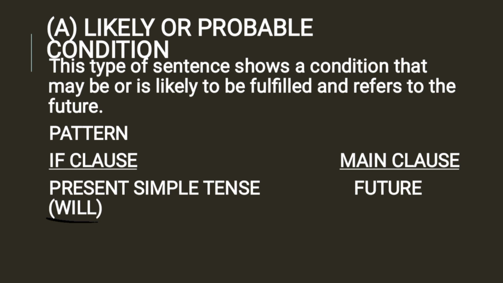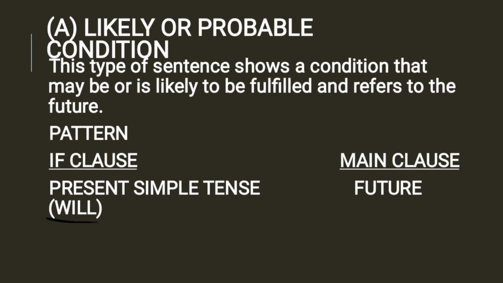So now, you have to be very careful here. In conditional sentences, you have to know the pattern. All those 3 types of condition that I've talked about have got their own pattern. So you have to know each and every pattern for all the 3 types of condition. So the pattern for the likely or probable condition says, in the if clause, you are supposed to have a present simple tense. Your verb in the if clause is supposed to be in present simple tense. In the main clause, you are supposed to have future tense expressed by will.